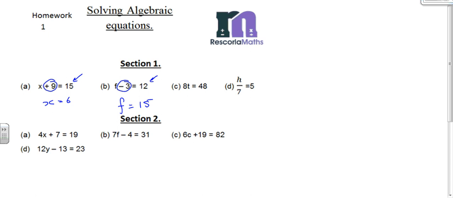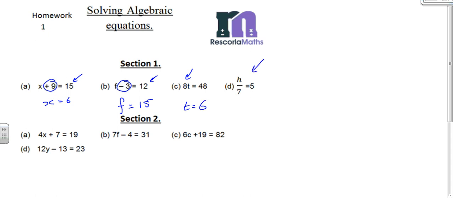Question C, we've got to get t equals. So at the moment we've got 8 times by t equals 48, so the opposite of times by 8 is divided by 8. So we've got to do 48 divided by 8, and hopefully without using a calculator, you'll be able to tell that one is 6.